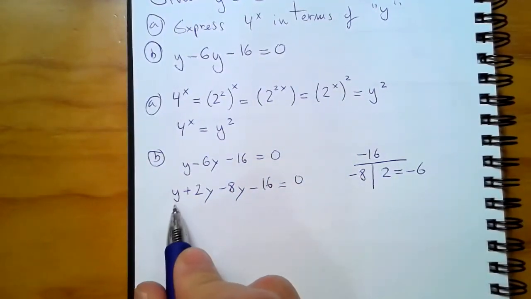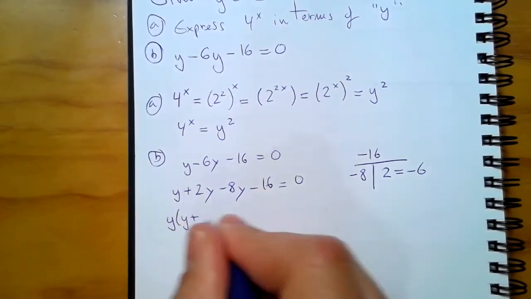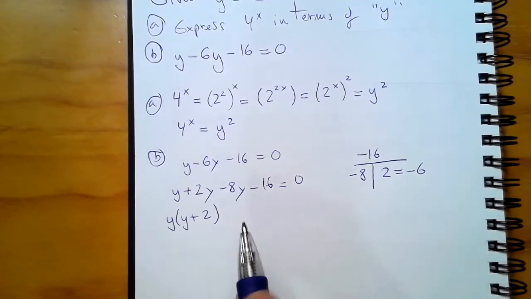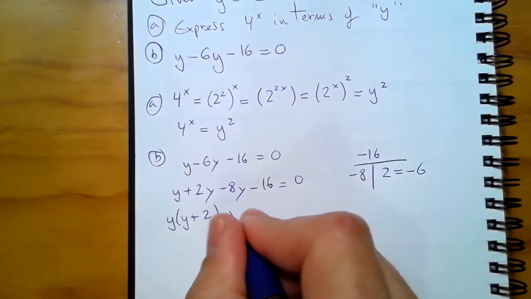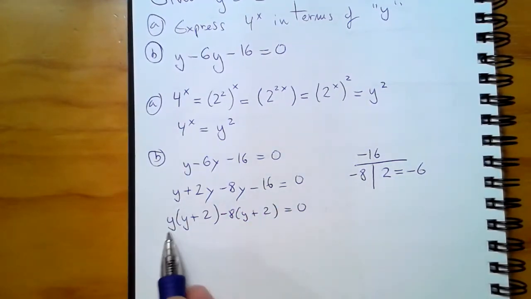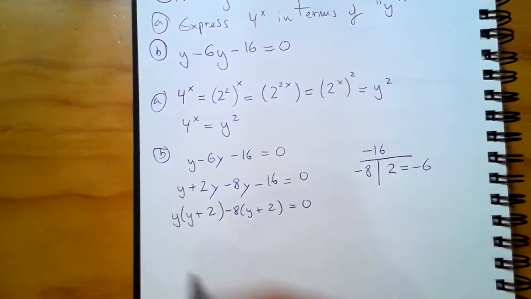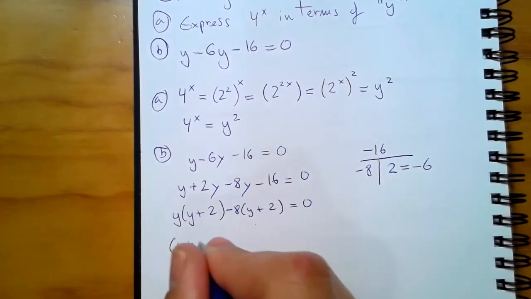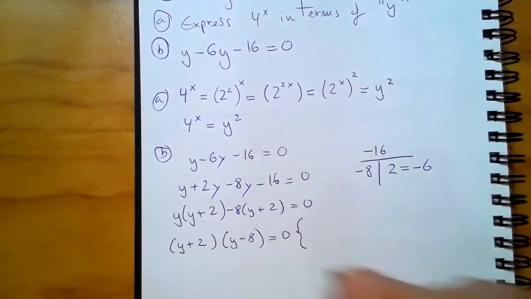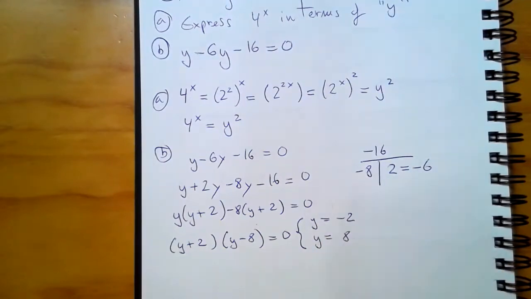Look that the common factor for y squared and 2y is y. So you get this. And the common factor of minus 8y and minus 16 is minus 8, and then you get this. Now the common factor of this multiplication and this multiplication is the bracket, y plus 2. So you get that y plus 2 times y minus 8 equals 0. So the solution for that is y equals minus 2 and y equals 8.